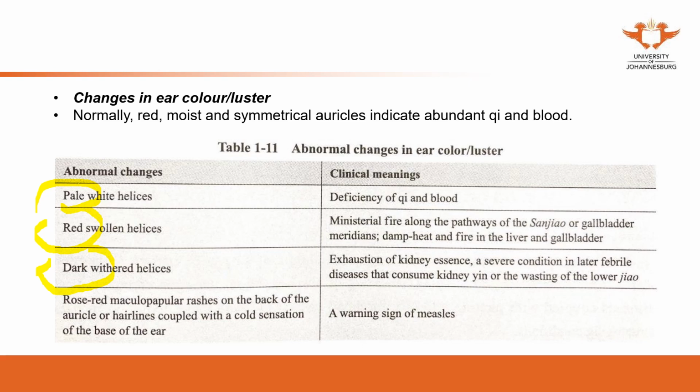Whenever you see pale, you can think about the deficiency, the loss of blood syndrome. So as you can see here, the pale white is deficiency of qi and blood. So pale indicates deficiency. Whenever you see these colors, red means the fire, the mineral fire. Do you still remember in your test what's the mineral fire? That's the kidney yang. So the red is the fire.